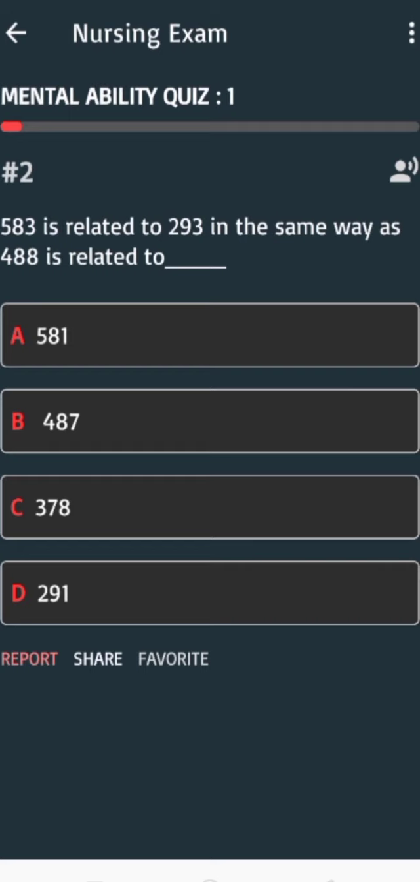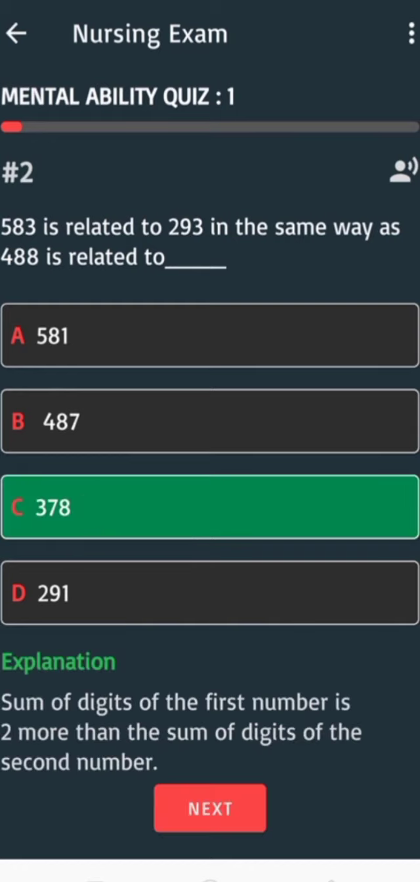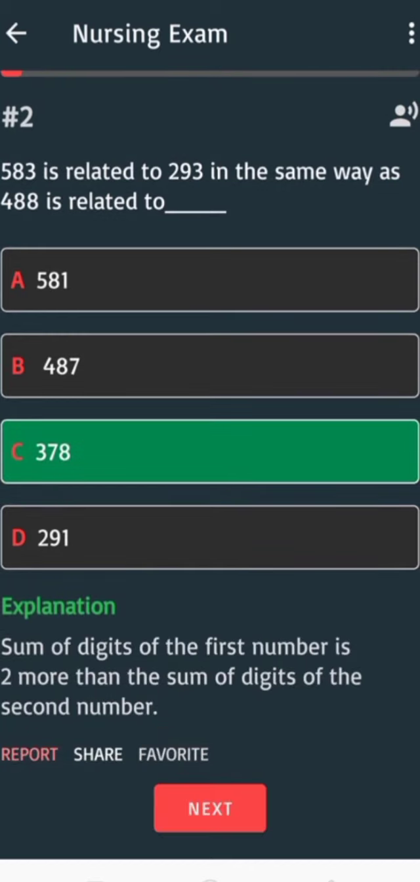583 is related to 293 in the same way as 488 is related to __. A. 581. B. 487. C. 378. D. 291. Correct answer: Sum of digits of the first number is 2 more than the sum of digits of the second number.